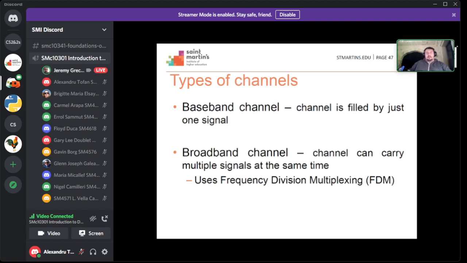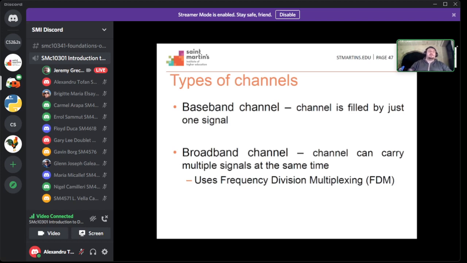Think of it like this. You might use, for example, the higher frequencies for channel A, lower frequencies for channel B, lower frequencies still for channel C, and so on and so forth. And therefore, you would be able to transmit multiple signals across those different frequencies in order to have multiple different communications with each other.